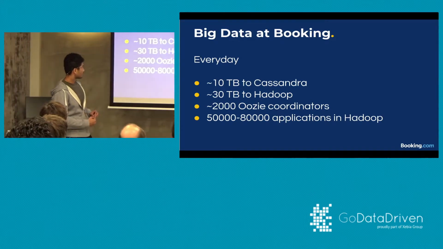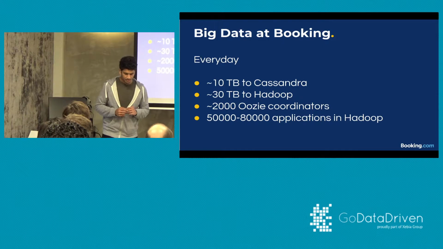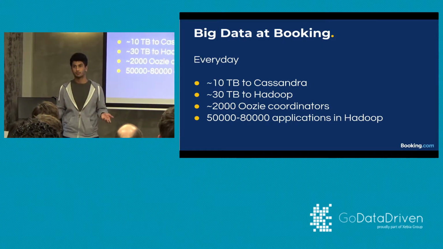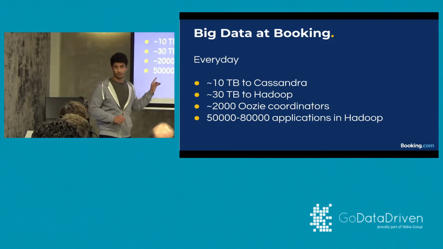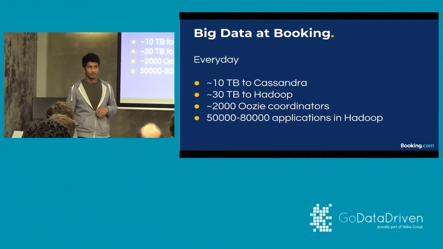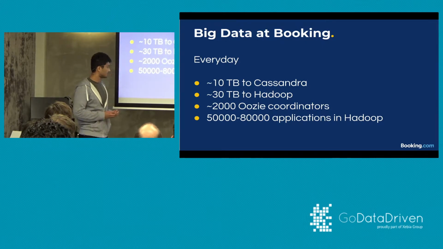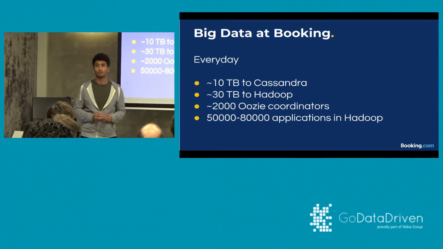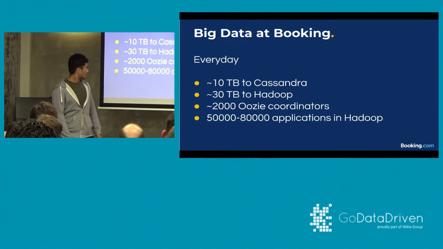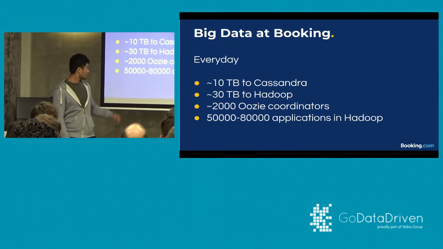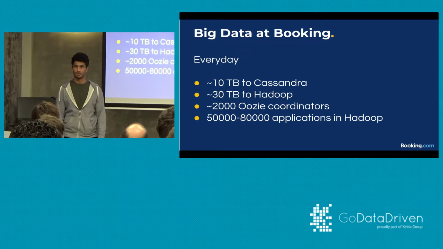So we have not only Hadoop, we have Cassandra and other systems that enable big data. We dump about 30 terabytes of data every day to Hadoop. 10 terabytes per day to Cassandra. We have now close to 2,000 Oozie coordinators. We are heavy users of Oozie. And on any given day, we have about 50 to 80,000 applications in Yarn.